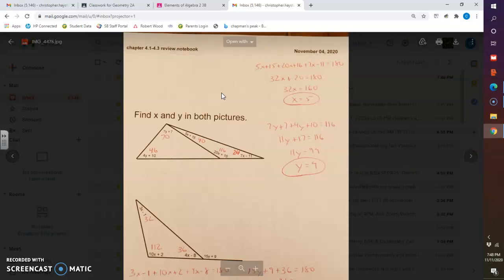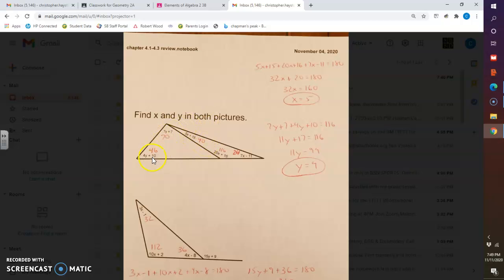Next one, we're solving for x and y. First thing I'm going to do is solve for x. I'm going to set all three angles equal to 180, and then solve for my x, which is 5. Here's all the work right here. I plug the 5 in, I get 24 degrees here, 116 degrees here, and 40 degrees here.